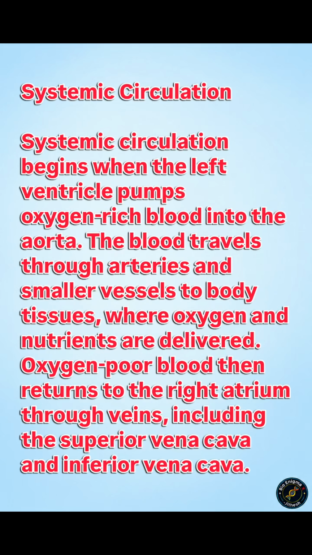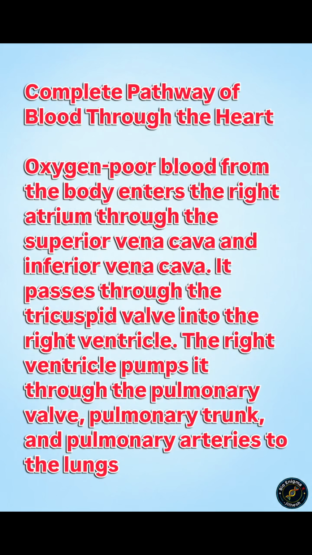Systemic circulation. Systemic circulation begins when the left ventricle pumps oxygen-rich blood into the aorta. The blood travels through arteries and smaller vessels to body tissues, where oxygen and nutrients are delivered. Oxygen-poor blood then returns to the right atrium through veins, including the superior vena cava and inferior vena cava.